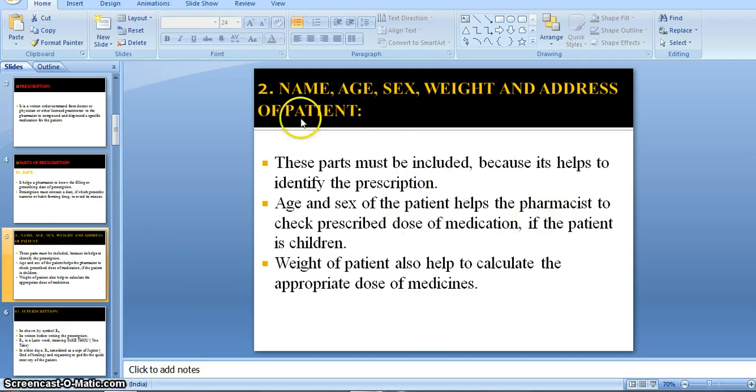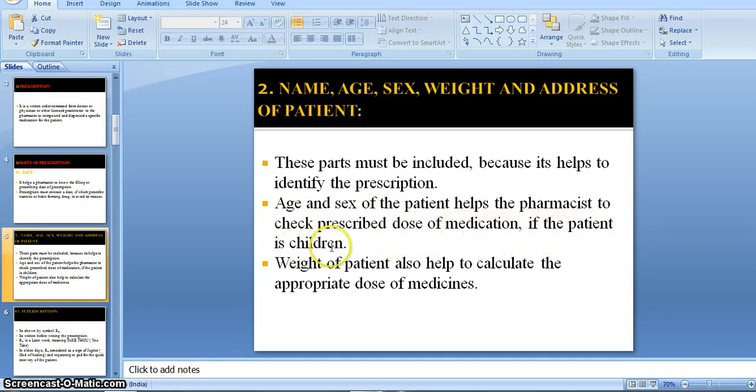Second part is name, age, sex, weight and address of the patient, right? This is the second part of our prescription. This part must be included because it helps to identify the prescription. Then age and sex of the patient help the pharmacist to check the prescribed dose of medication.